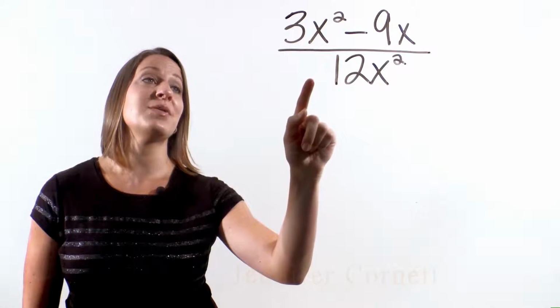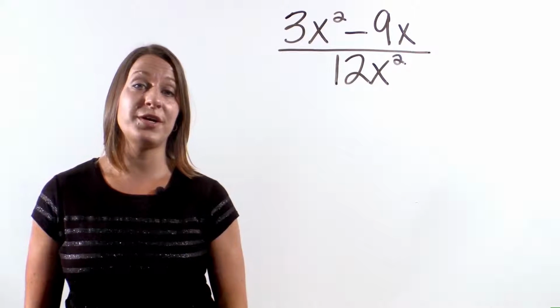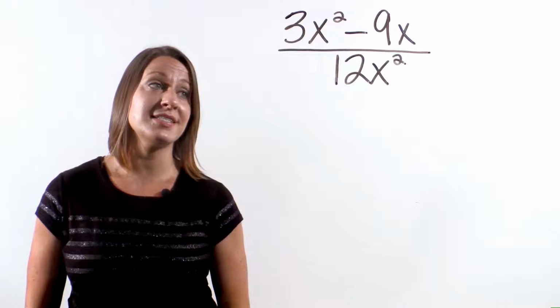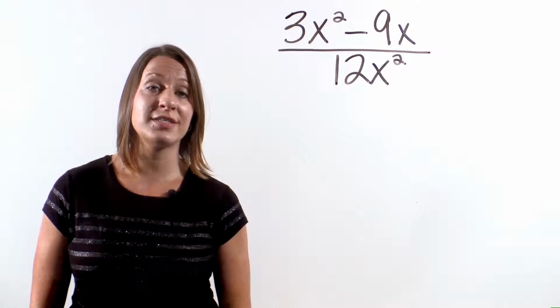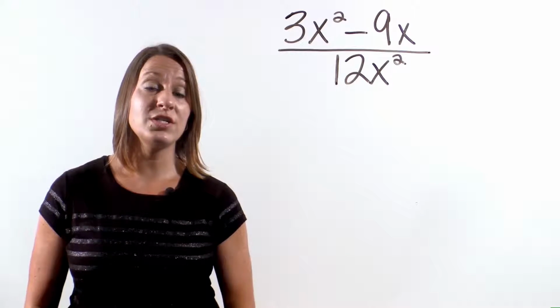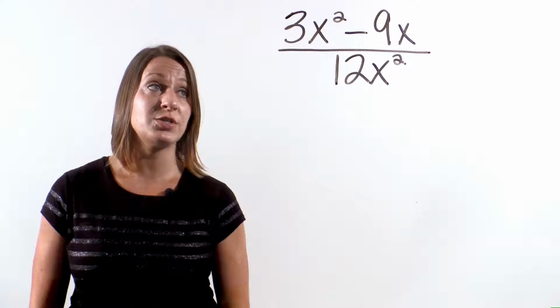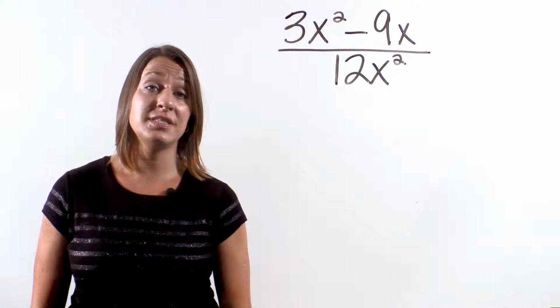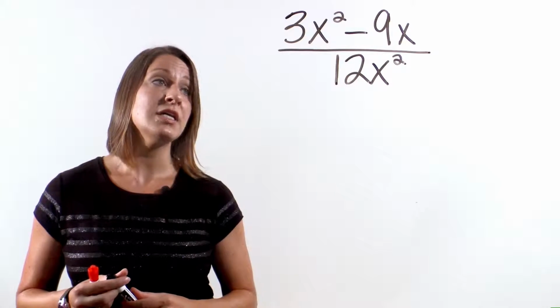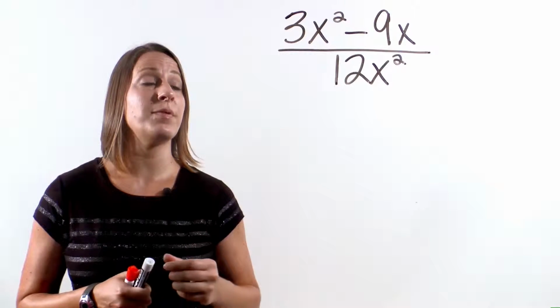Take a look at our first example. We have 3x squared minus 9x over 12x squared. The question is to simplify this rational expression. Simplify means to make smaller. So here's how we're going to solve this problem.